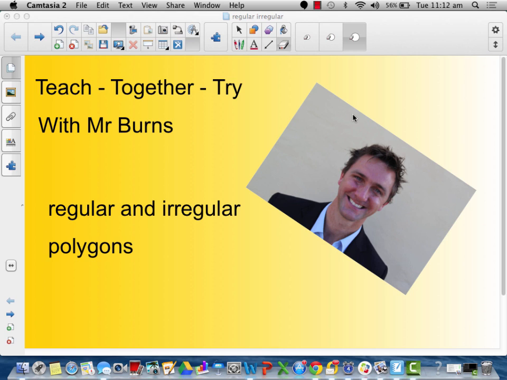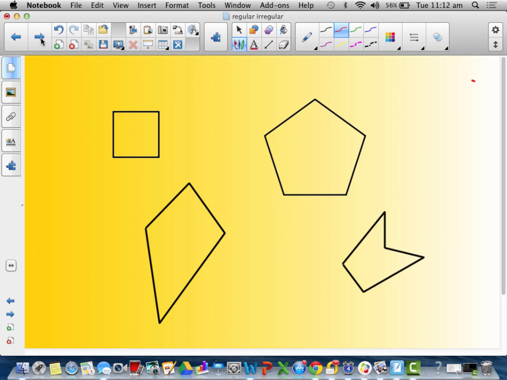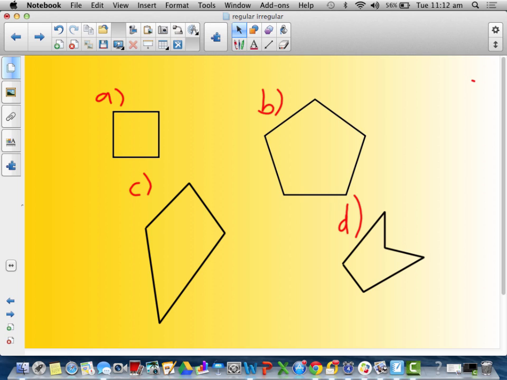This is a live lesson with Mr. Burns. So let's look at irregular and regular polygons today. Let's have a little test, Year 5. I've got 4 shapes on the board. I'll mark them shape A, shape B, shape C, and shape D. Which ones are regular and which ones are irregular? Write that down for me. Don't tell me. Write it down. If you are listening, pause me and write that down for me if you are a listener.